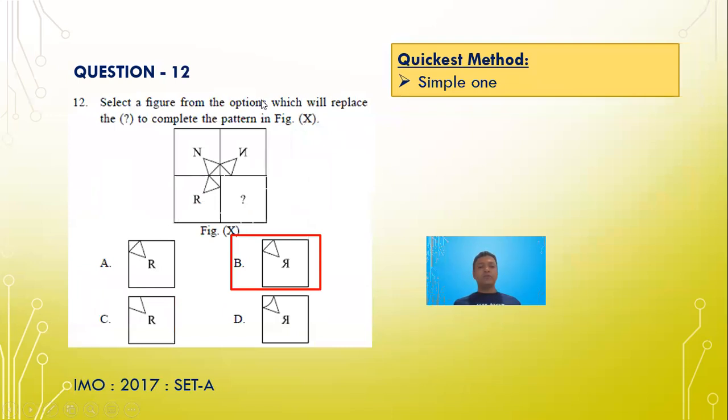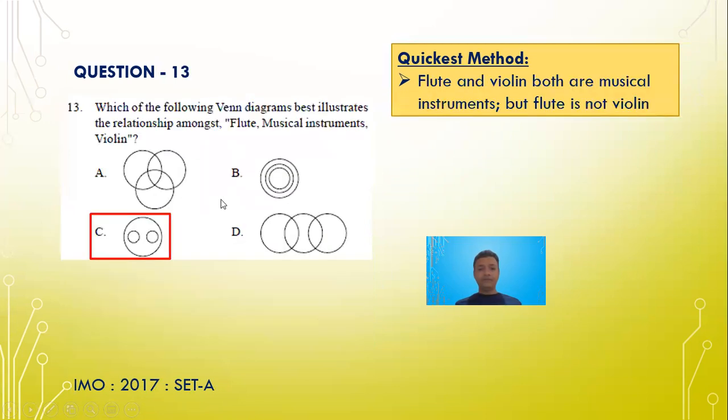Okay, select a figure from the options which will replace the question mark to complete the given pattern in figure X. So again, this is a simple question. While solving the question paper, if you find any difficult question, just mark that, leave it for the moment and solve such easy questions, because you never know, further ahead in the paper you may have easy questions, isn't it? So here this is an easy question which will complete the pattern. So again, there will be a triangle here, and it's a mirror of R, because this is the mirror of N, and the mirror of R will look like this. So option B is the correct option.